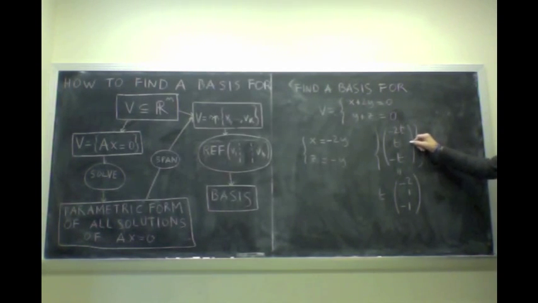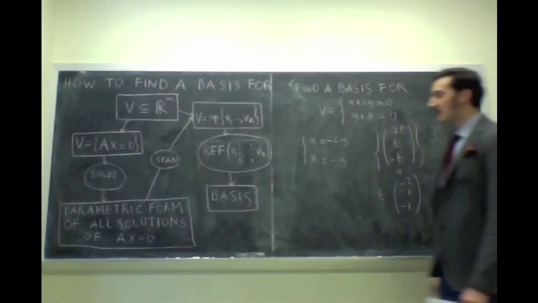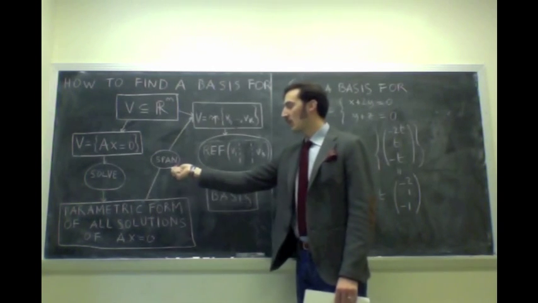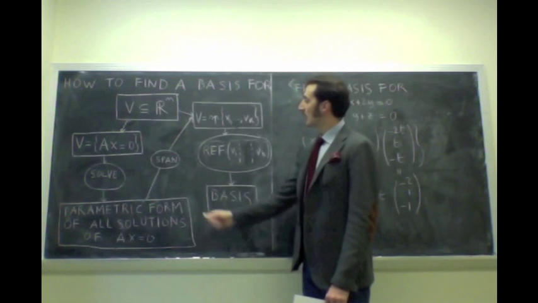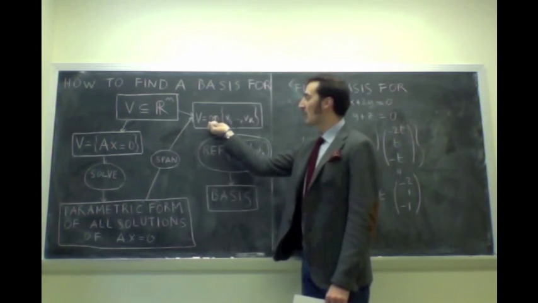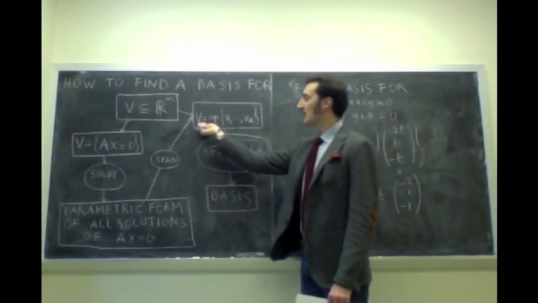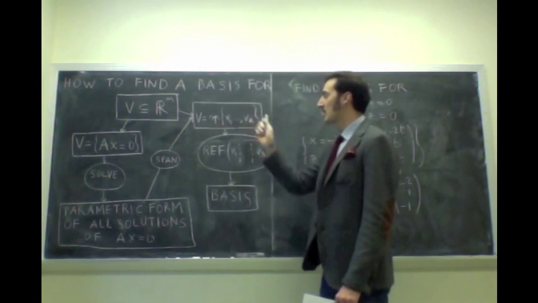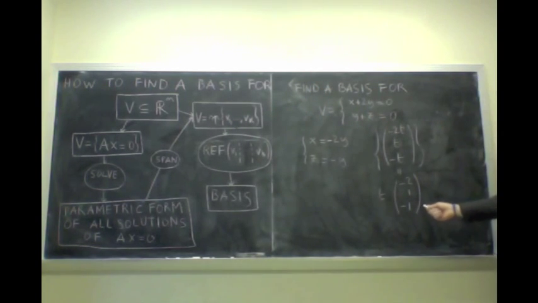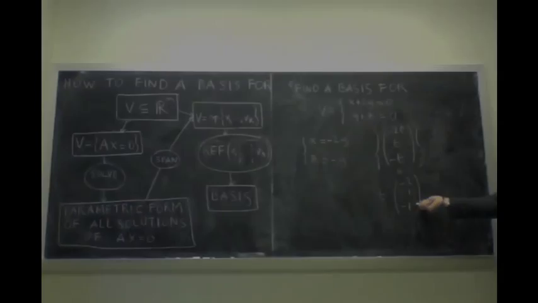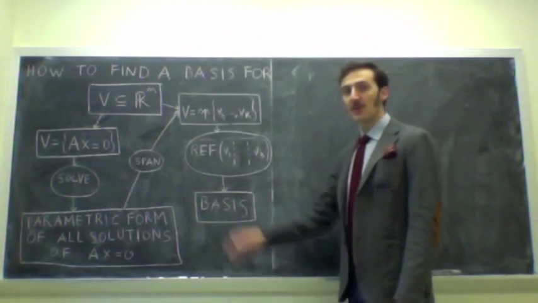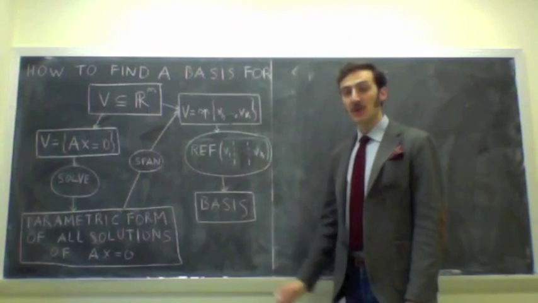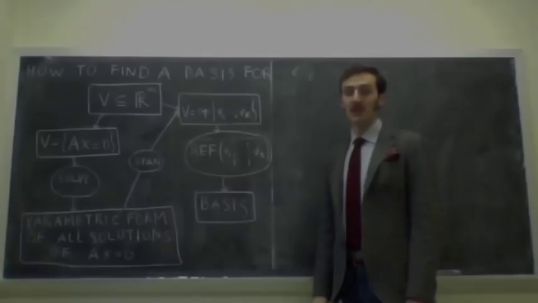So this step from here to here is exactly the function that we have called here once you have the parametric form of a linear system. So at the end, what we have is the vector space presented as the span of some vectors. In this case, there is just one vector, which is this one. So if you simply follow this diagram, it will be very easy to find a basis for a vector space.